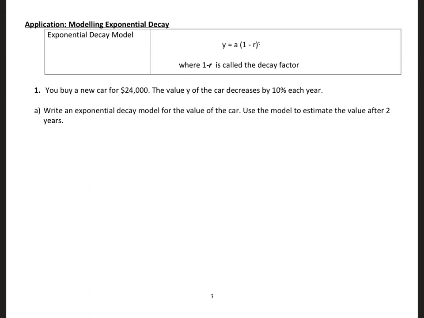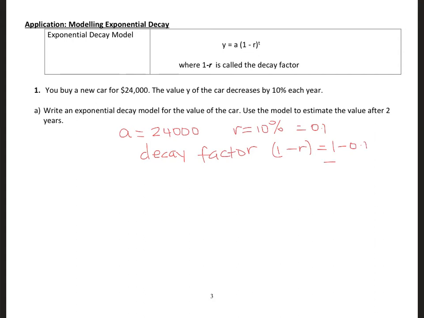Let's look at some applications of exponential decay functions. If I have this equation, 1 minus r is called the decay factor. Let's look at an example here. You buy a car for 24,000, so that means a is 24,000. And then we are told the rate is 10%, which is the same as 0.1. So now let's find the decay factor. The decay factor is 1 minus r, and in our case, it's 1 minus 0.1, which is 0.9.